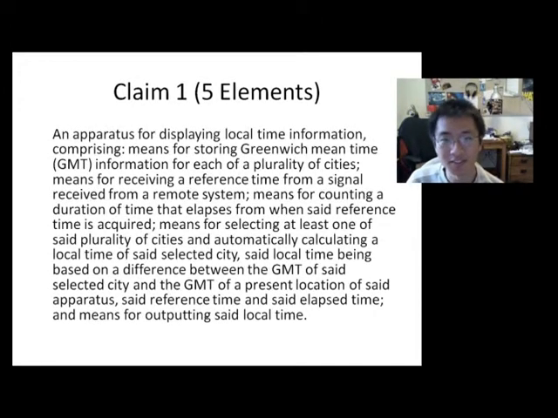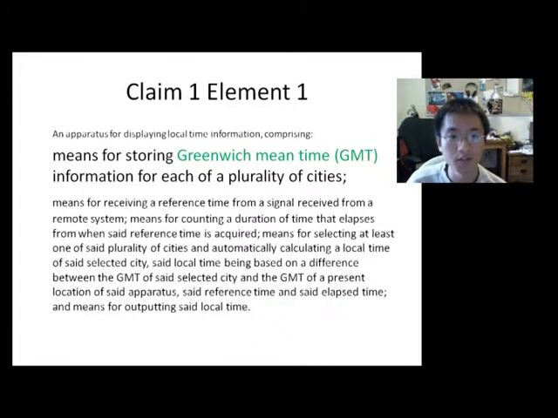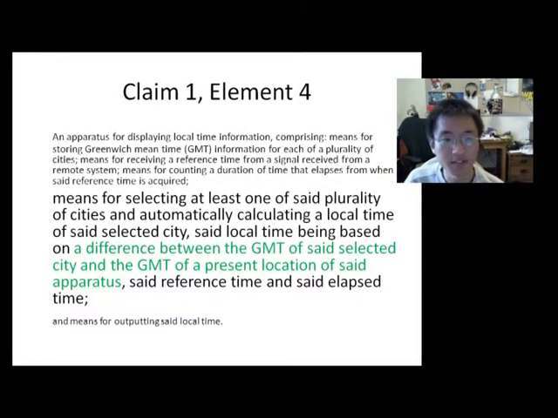Here's claim 1 in its entirety, but I will focus on two elements out of this claim. Element 1 says means for storing Greenwich Mean Time information for each of a plurality of cities. So the keyword here is Greenwich Mean Time. The fourth element states means for selecting at least one of said plurality of cities and automatically calculating a local time of said selected city, said local time being based on a difference between the GMT of said selected city and the GMT of a present location of said apparatus, said reference time, and said elapsed time. So here, this whole calculation is also based on GMT information.